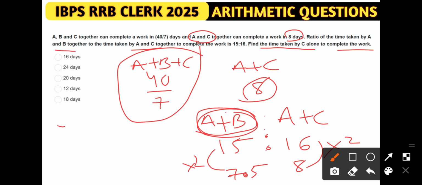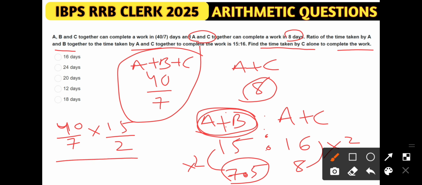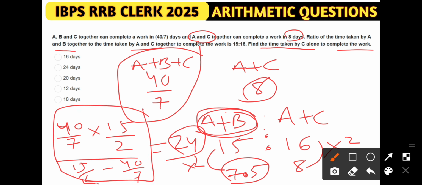How we do it is 40 divided by 7, A into B. This given 7.5 is nothing but 15 divided by 2. A into B by A minus B. So A minus B means 15 divided by 2 minus 40 divided by 7. So what we get from this is 24 as our answer. Try to solve this simplification. We got 24 as our answer. Option B is the answer for this question.